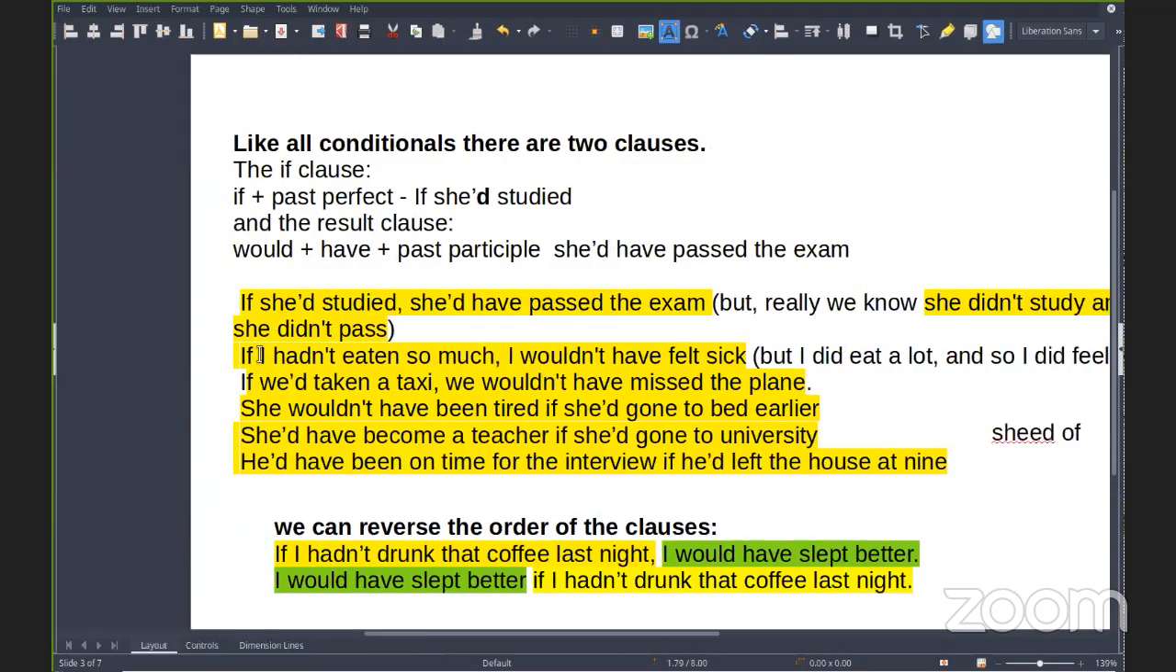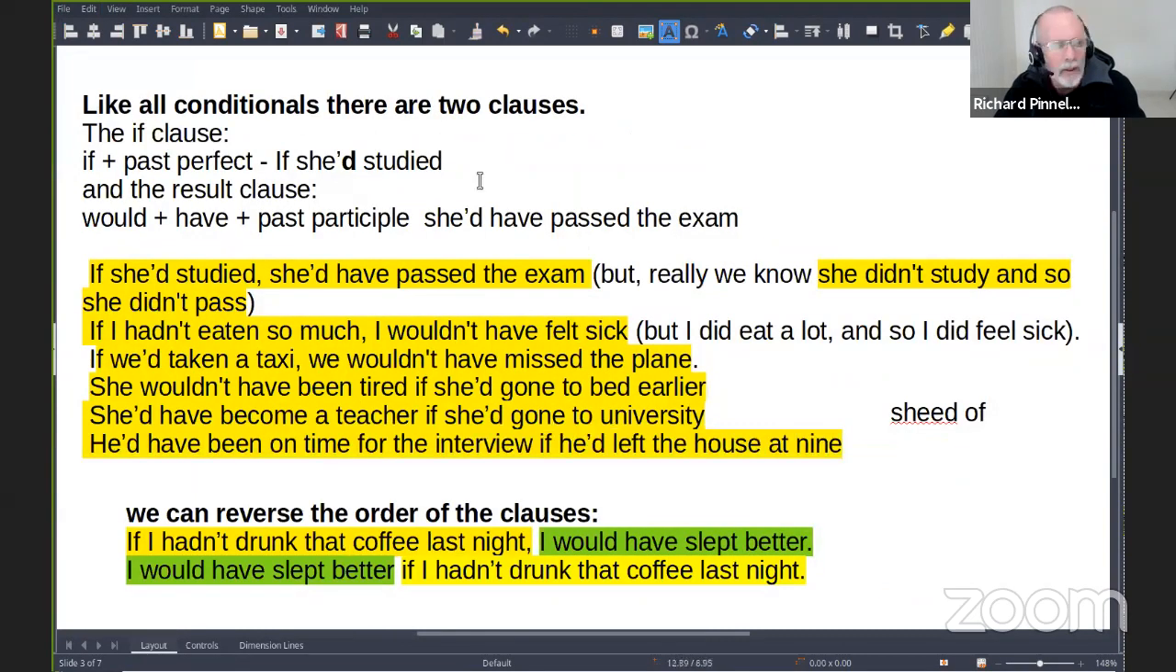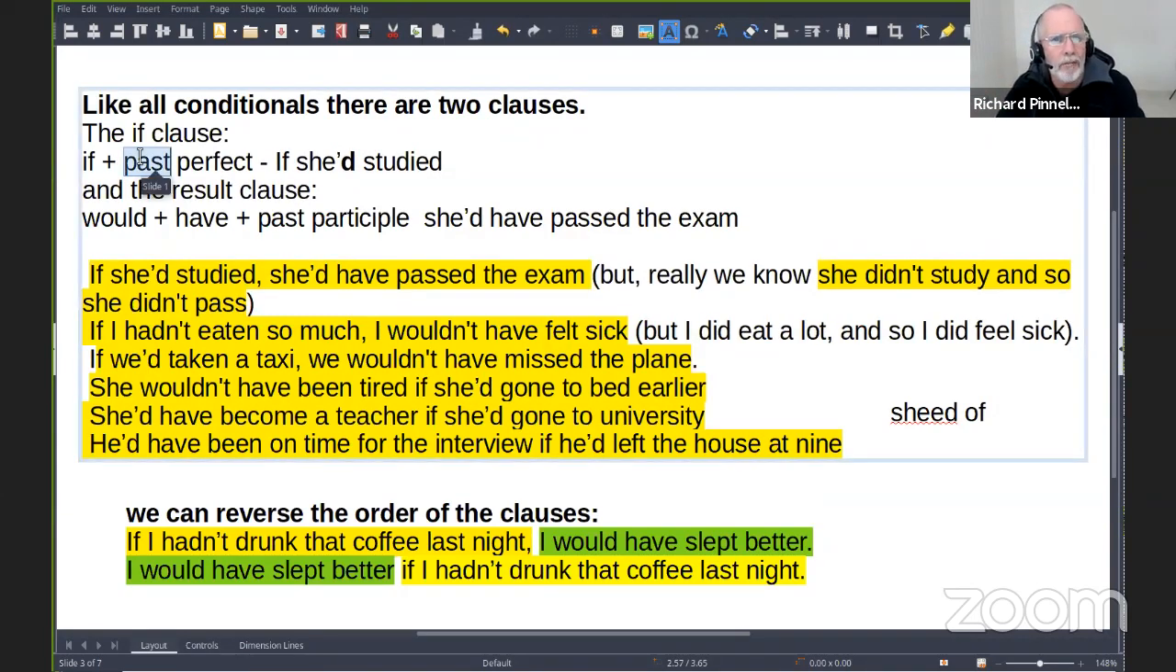So we're looking at the third conditional. Like all of the conditionals, we have two clauses. The first part is the if clause. In the third conditional, which is the one to talk about the past, we need to use if plus the past perfect. For example, if she'd studied.